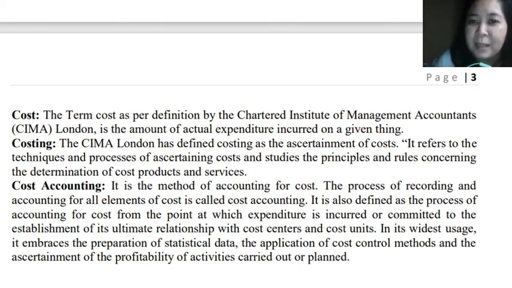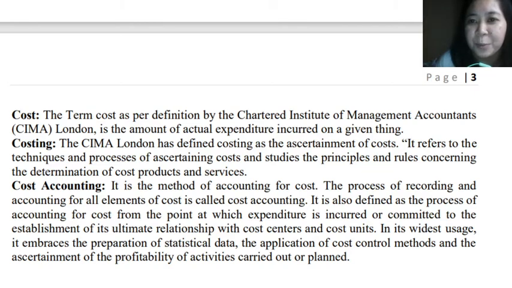And aside from that, cost accounting can also aid in the ascertainment of the profitability of the activities, because since cost is one of the elements considered in computing profitability, the management can ascertain if indeed a particular activity or product or service is profitable or not. So that's how cost accounting is being used.